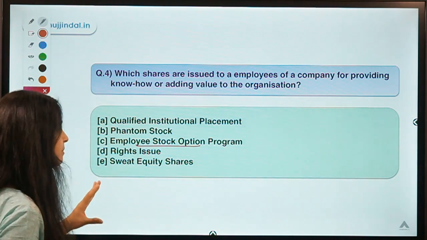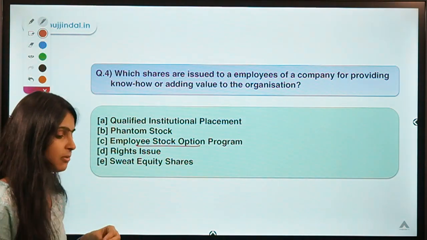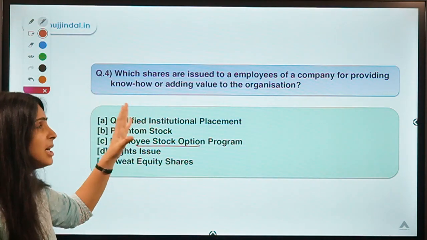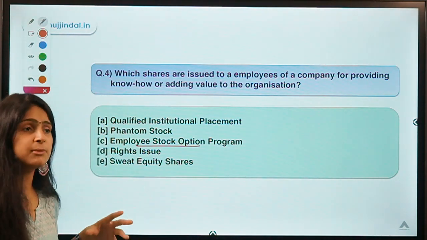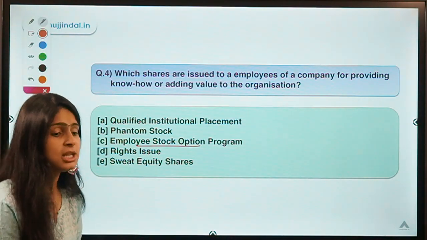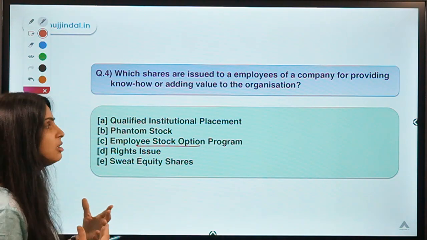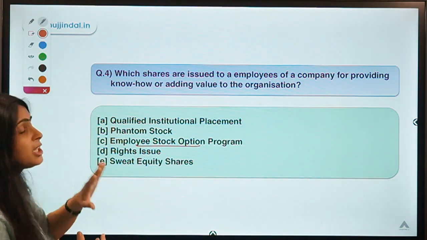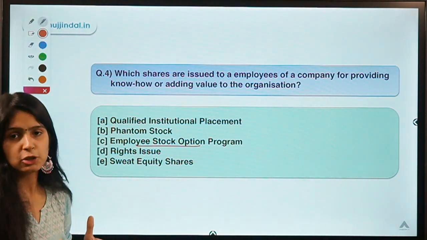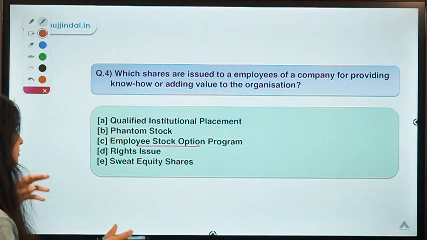So see, ESOP is like providing them with some financial gain, but the rationale behind sweat equity shares is to reward them for their contribution, right? Here, ESOP is an additional thing apart from their compensation, whereas sweat equity shares are considered a part of their compensation, right?